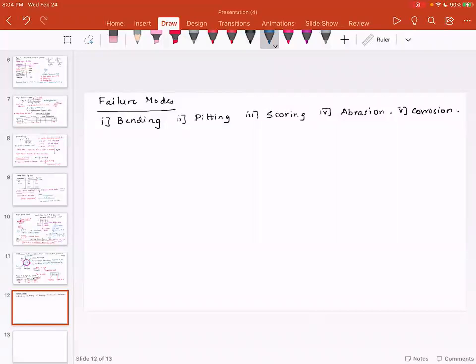So this is sort of the theory that we discussed. Now let me give you the design process. Gear design process.